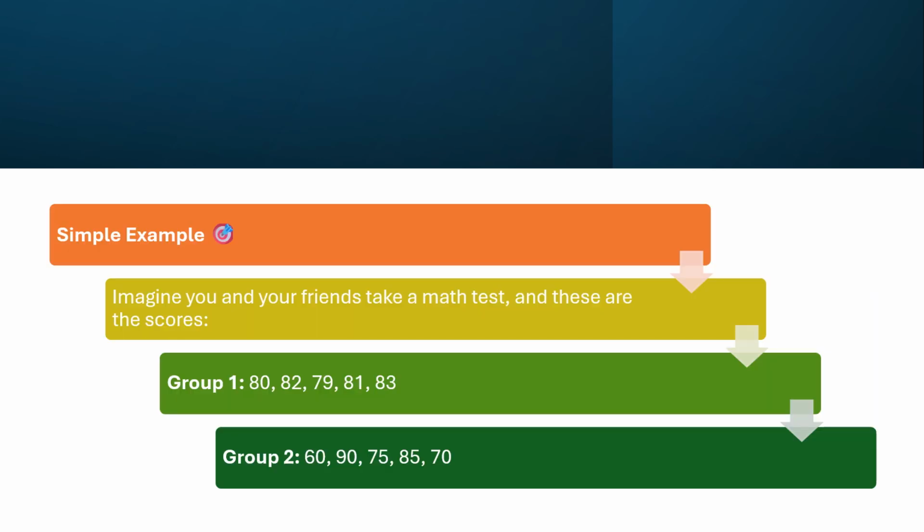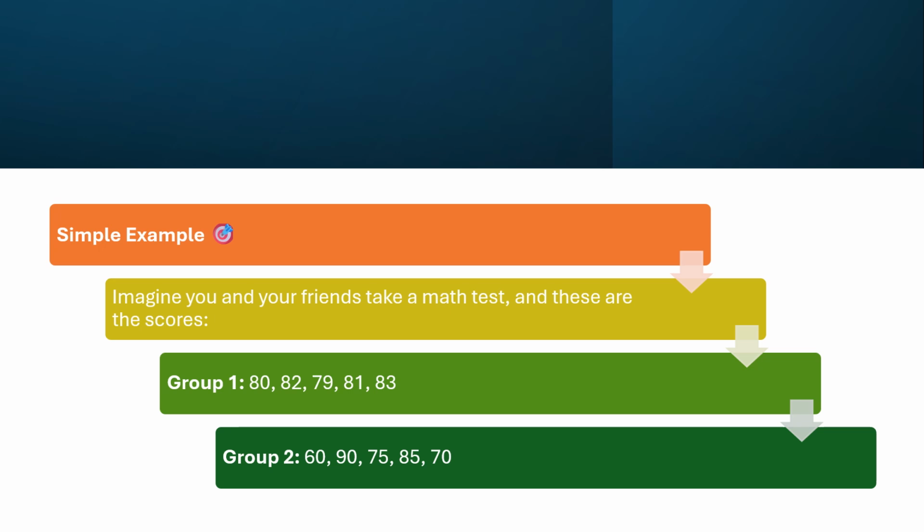For example, imagine you and your friends take a math test, and these are the scores: 80, 82, 79, 81, 83 from group 1, and group 2 has 60, 90, 75, 85, and 70. Both groups might have the same mean, which is the average score. Let's say it is 81. But group 2 has a larger standard deviation. Why? Because the scores are more spread out.